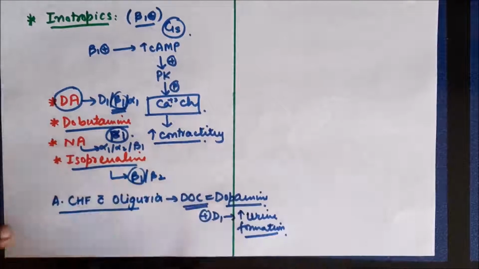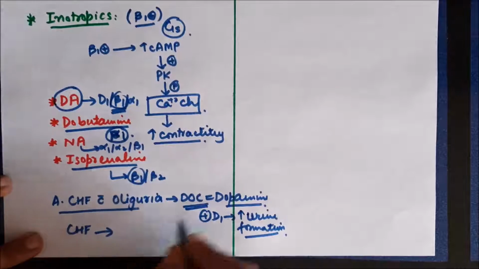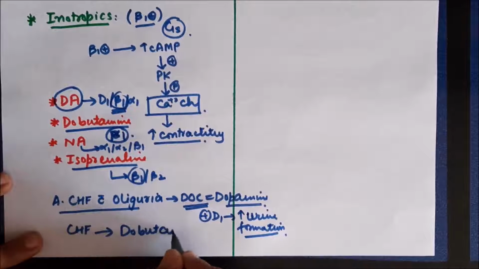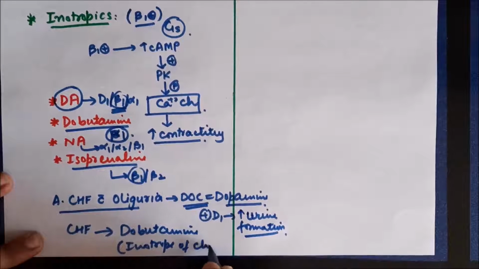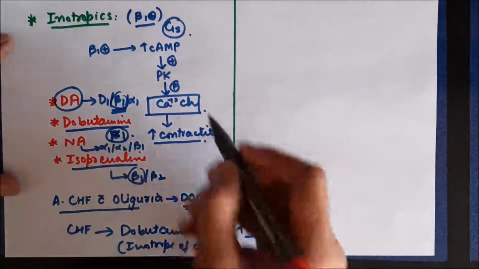Since in CHF and because of oliguria renal perfusion is less, another beneficial effect is produced, therefore the preferred drug is dopamine. If it's only a case of congestive heart failure, then the inotrope of choice is dobutamine, because it's more cardiac specific, it can produce more inotropic effect.